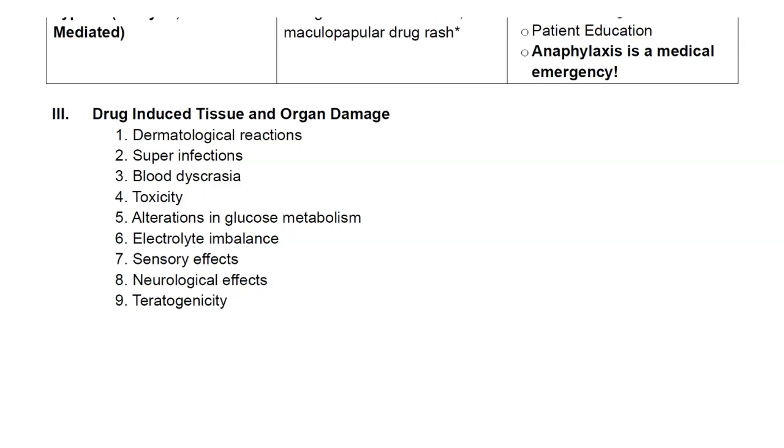Teratogenicity is basically their effect on the developing fetus. So knowing that, we have to be very careful when administering medication. And that's why it's also very important to know if a patient is pregnant or lactating, because of its negative effect to the developing fetus or the baby if it's passed through the breast milk.